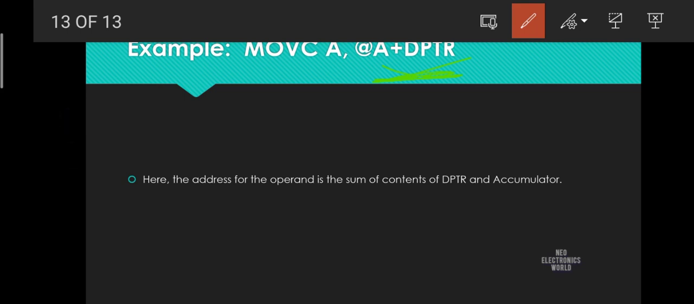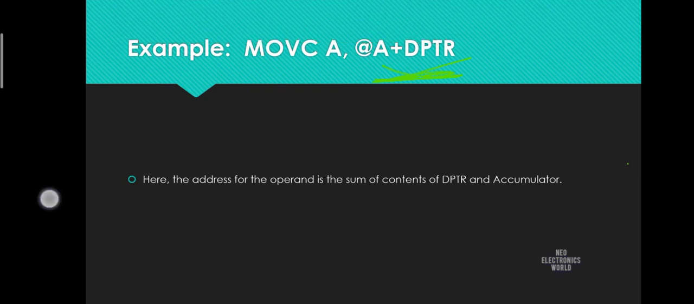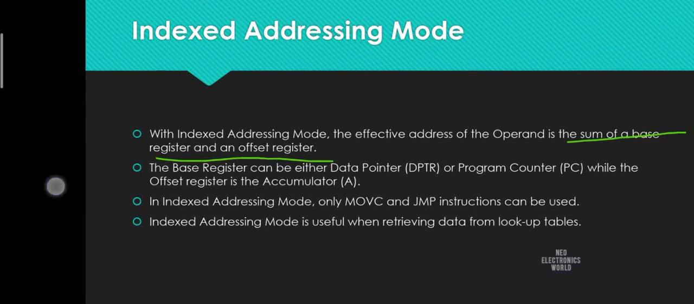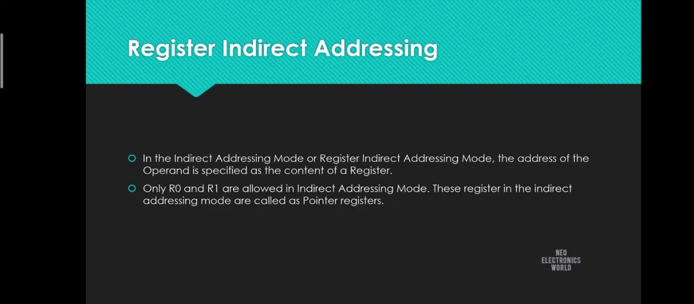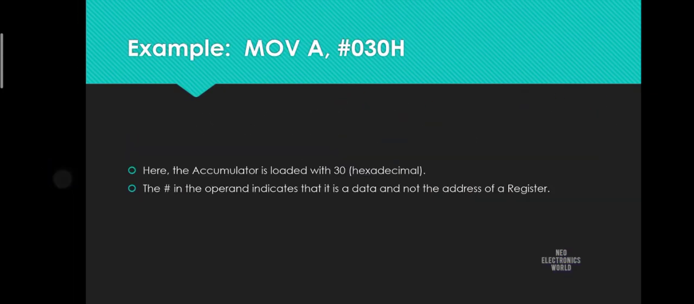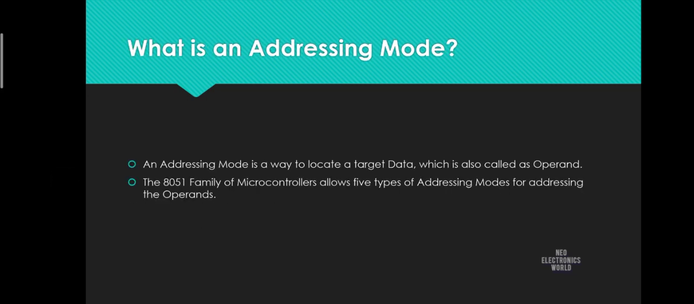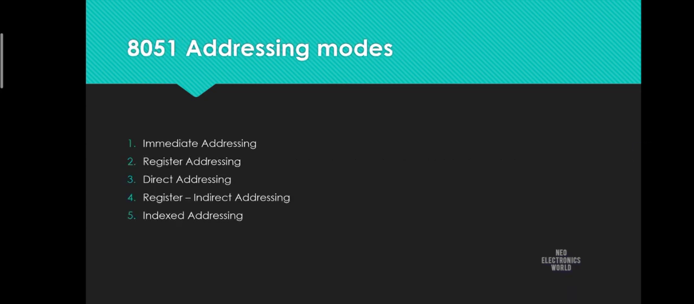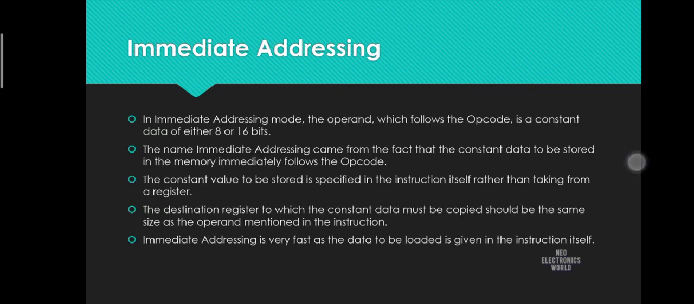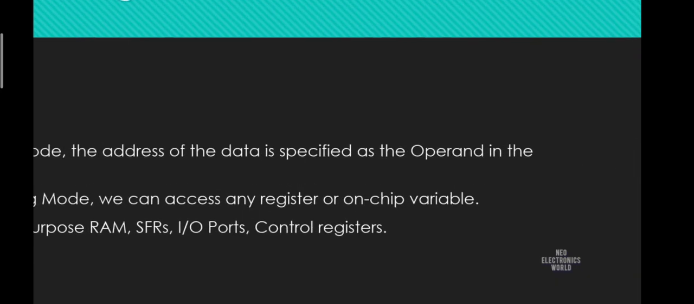Let's have a look at what we have discussed so far. We have discussed the addressing modes: first of all, what an addressing mode is and what the operand is, then the 5 types of addressing modes, and we have seen examples for each.